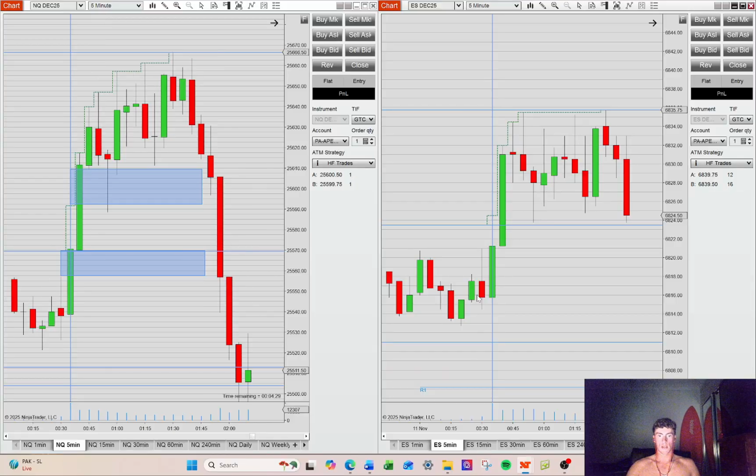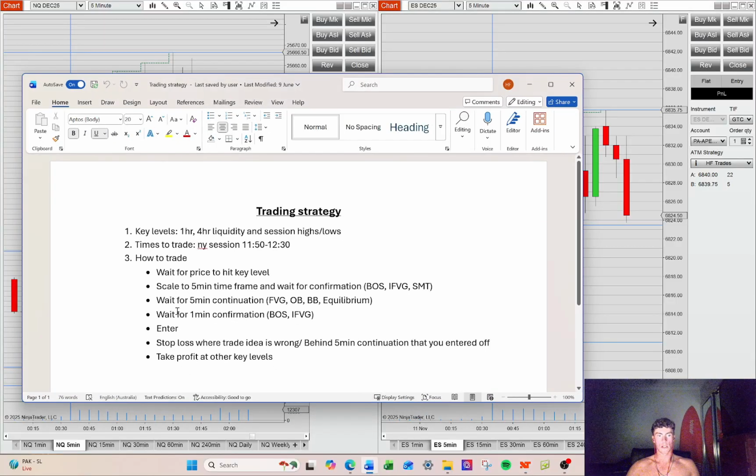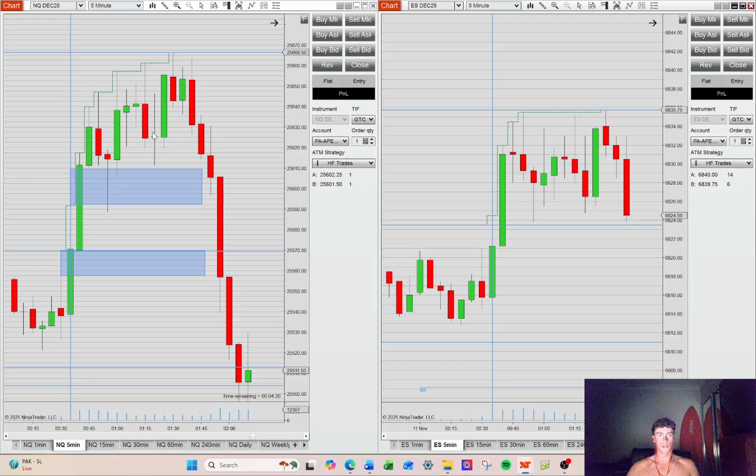However, nothing happened from that, so we couldn't scale down. No fair value gaps, order blocks, breaker blocks, or equilibrium was hit or formed. And then eventually the SMT got invalidated because ES came up and swept those highs. So I'm still at this point looking for a break of structure, inverse fair value gap, or an SMT, another lower time frame SMT, 5 minute one possibly.